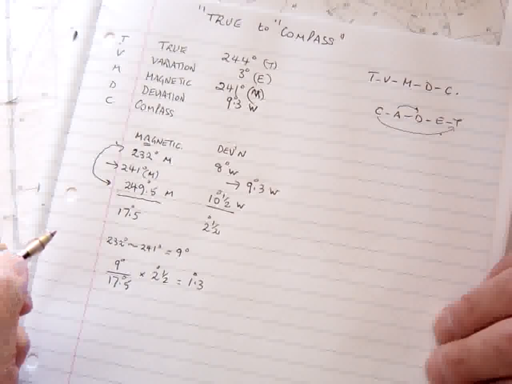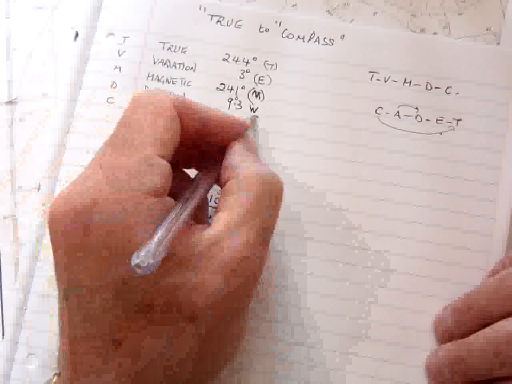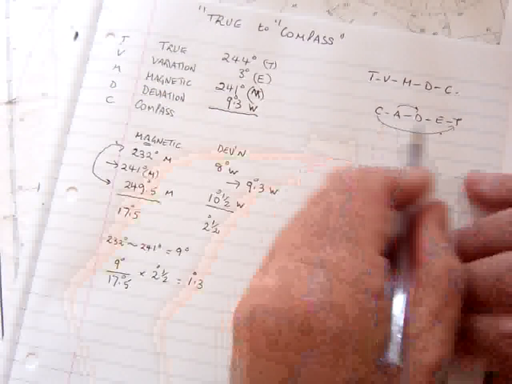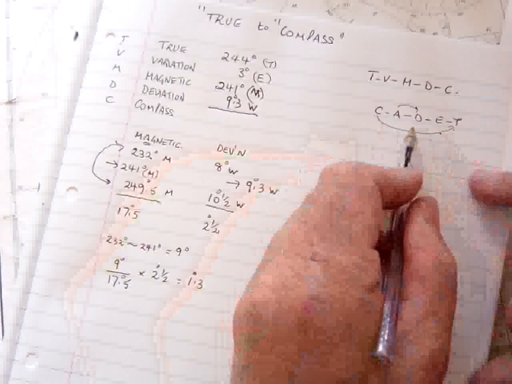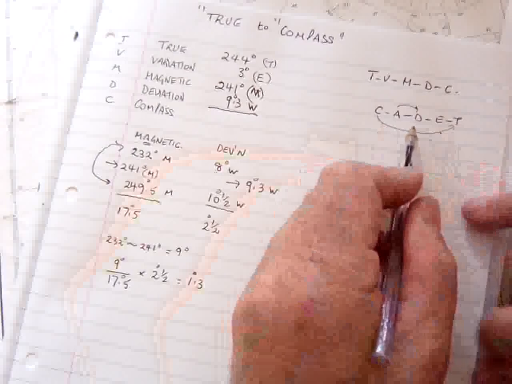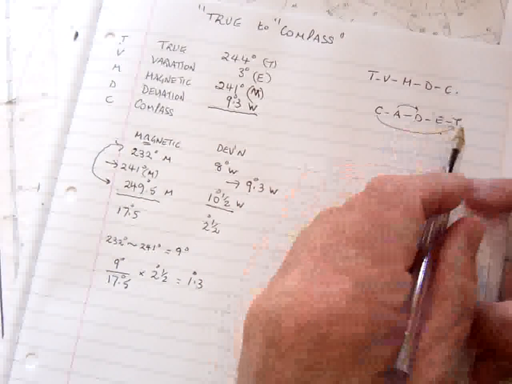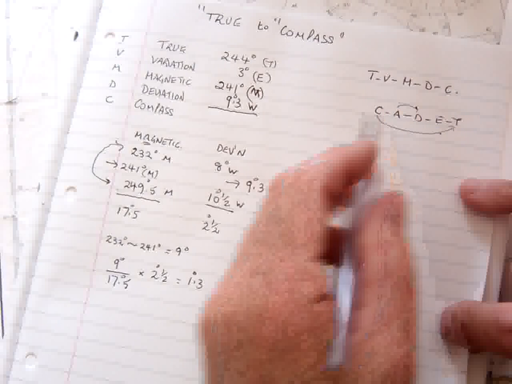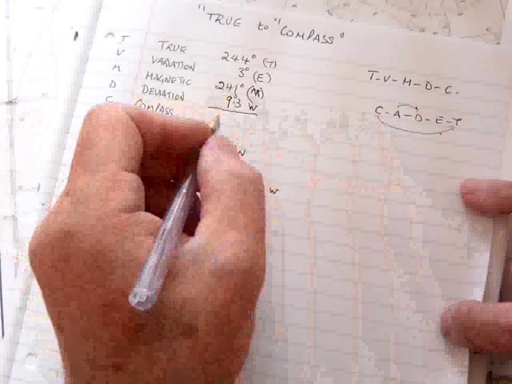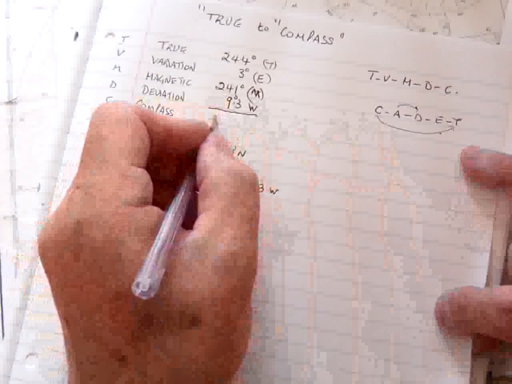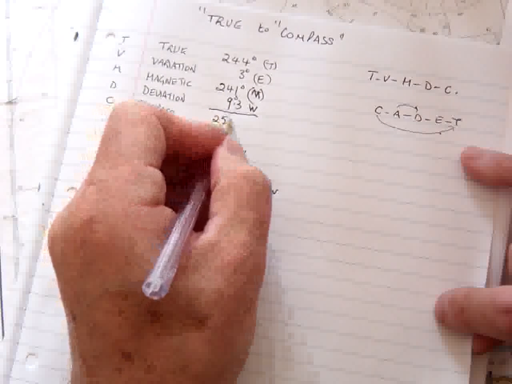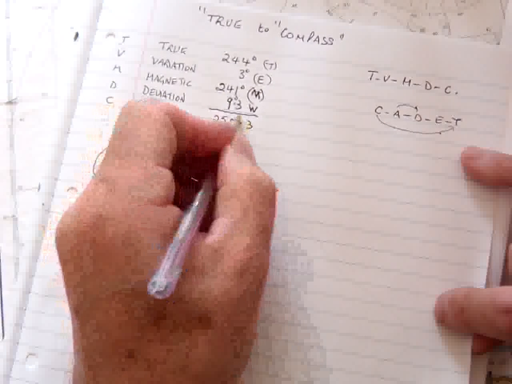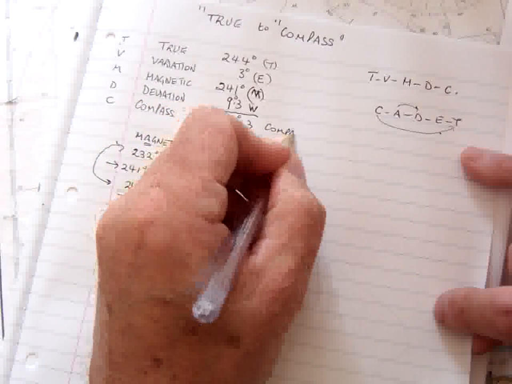Now, we know that if we went from compass to true, we'd add east and subtract west. Of course, we're going from true to compass, so we do the opposite. So in this instance, we would of course add the west. So our compass course is 250.3 degrees compass.